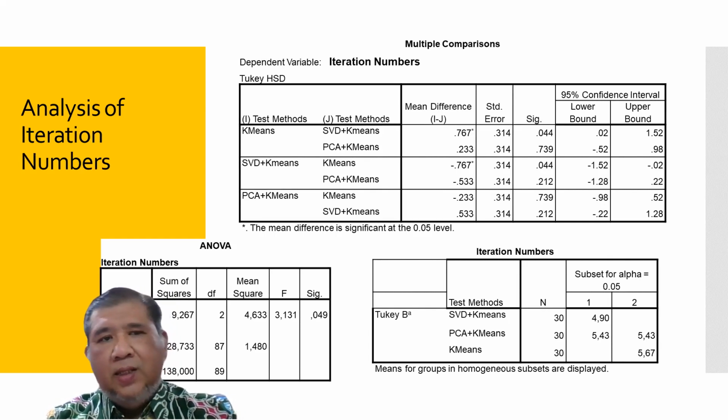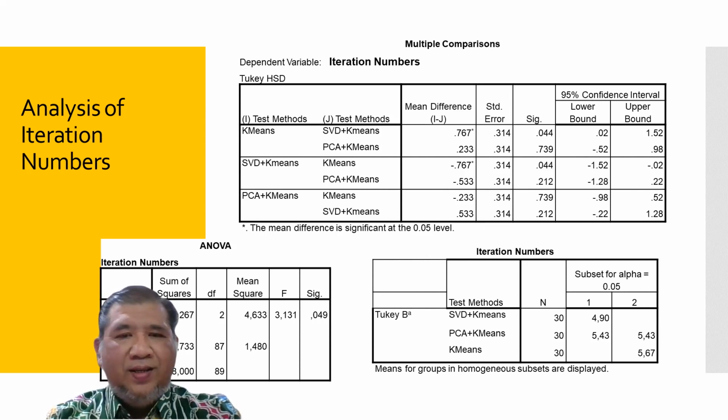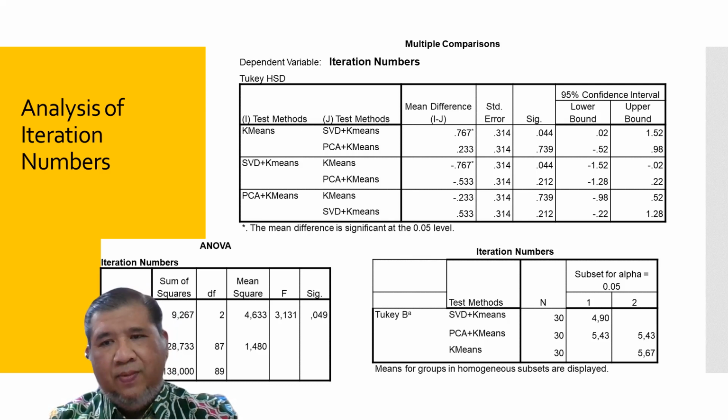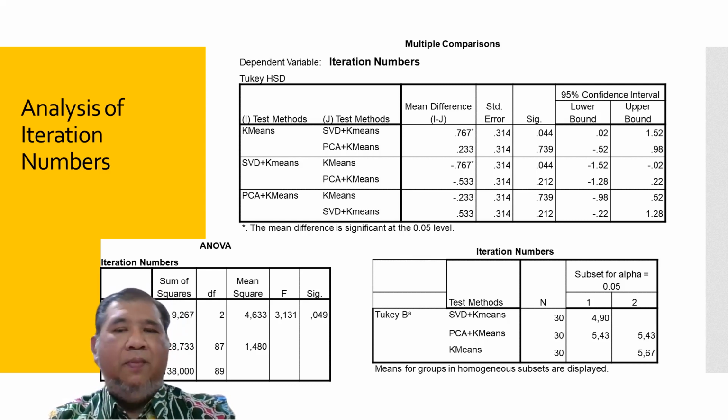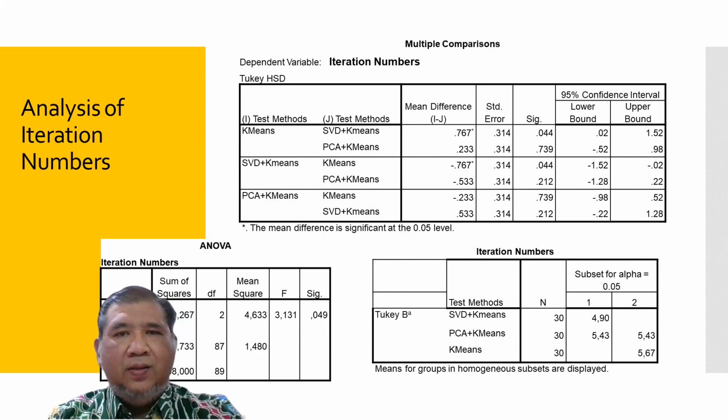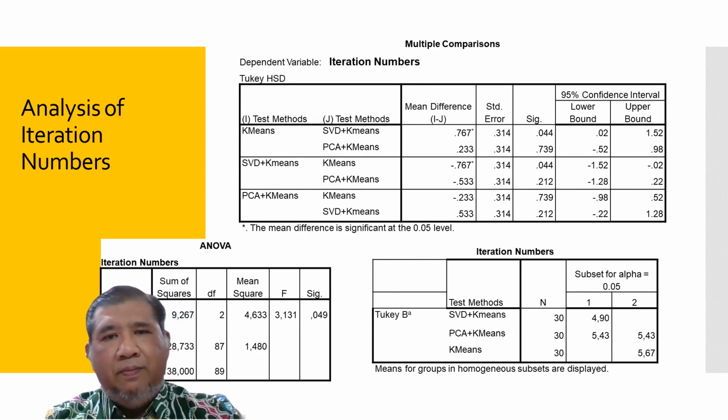And the last one, the iterations. The significance value is 0.05... 0.50, it's 0.49, but the significance numbers show that it is not the best one to show a significant difference. Here we find that SVD plus K-means is equal to PCA plus K-means, but PCA plus K-means is equal to K-means. It means the differences are very little.